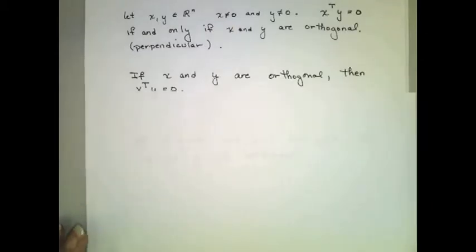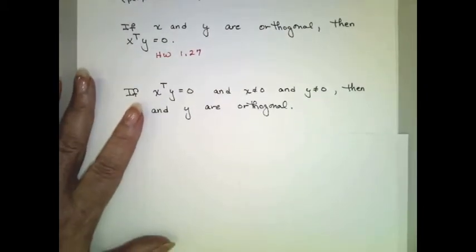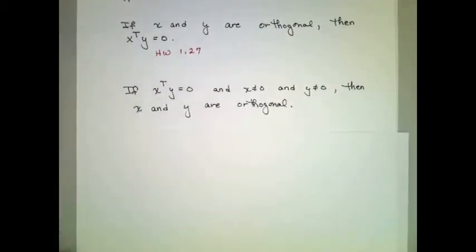First of all, I'm going to look at if x and y are orthogonal, is it true that x transpose y is equal to 0? And I already know the answer to this. It's always true because we looked at this in homework 1.27 and we proved that it was always true. Next question though is, if x transpose y is equal to 0 and they both are non-zero, is it then true that x and y are orthogonal? In other words, perpendicular, or that they form a 90-degree angle?